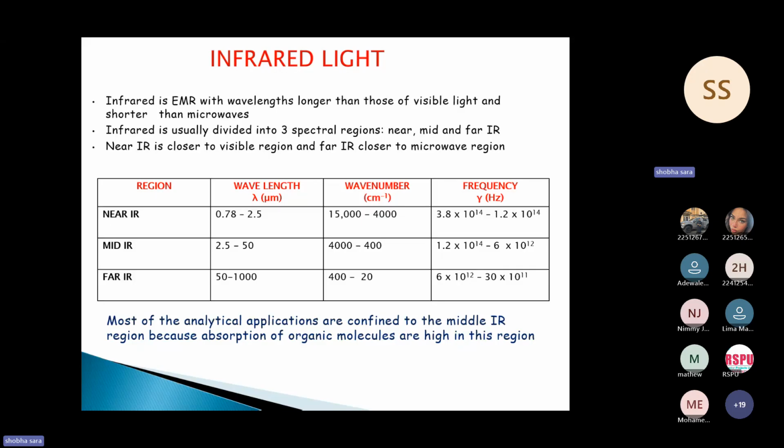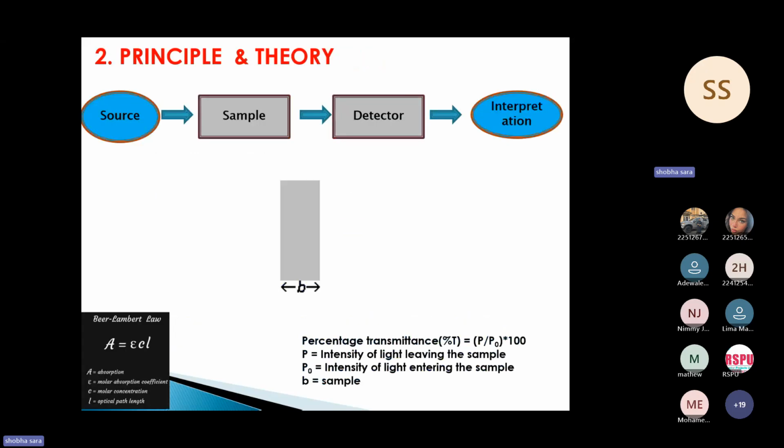Now, what is the principle and theory of FTIR? We know there is a source. From this picture, we can see there is a source of infrared light which passes through the sample. After passing through the sample, the transmitted light carries the information about the sample through to the detector, and then we can interpret the spectrum. In the image, we can see P0 is the incident light, which passes through that block, that is the sample, and P is the transmitted light.